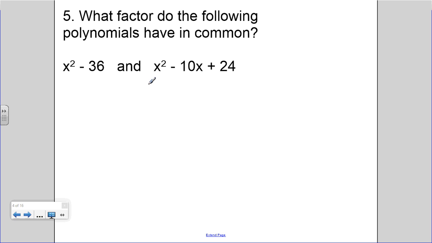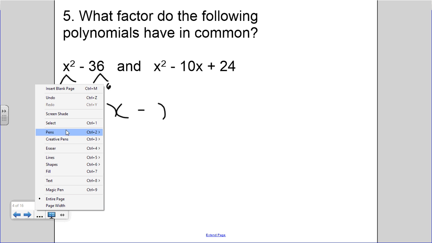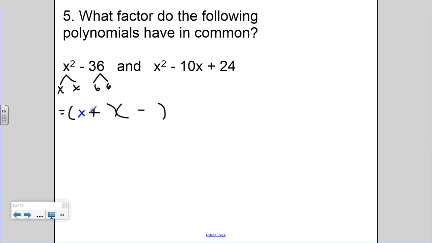5. What factor do the following polynomials have in common? So the first one is a difference of squares. The reason it's perfect squares is because x squared is x times x, and 36 is 6 times 6. So when you factor a difference of squares, you have two sets of parentheses, one positive, one minus, and then you write the factors inside. So x plus 6, x minus 6.